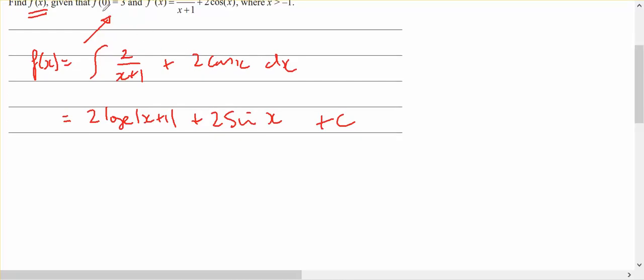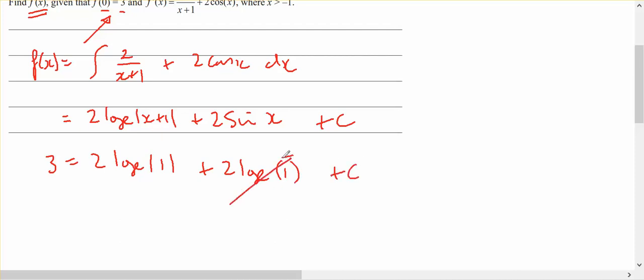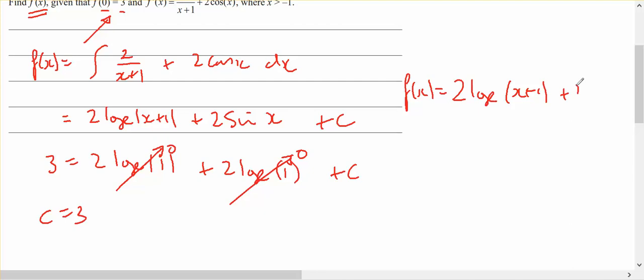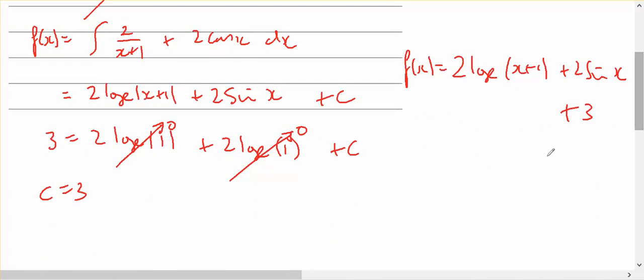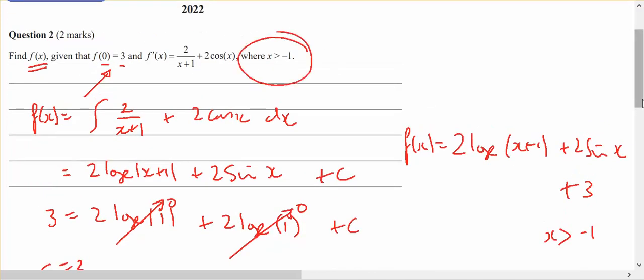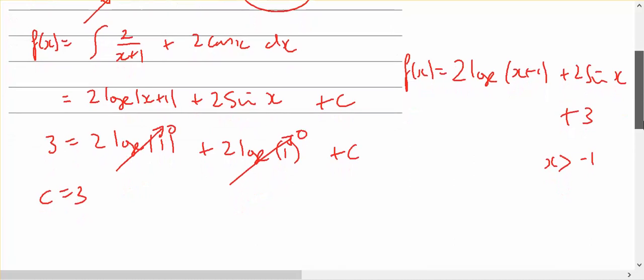And I know that when x equals 0, y equals 3. So 3 equals 2 log base e of 0 plus 1 is 1, plus 2 sine of 0, plus c. Log base e of 1 is 0, therefore c equals 3. Therefore, f of x equals 2 log base e of x plus 1 plus 2 sine of x plus 3, where x is bigger than negative 1. Since that's a restricted domain given on the derivative.